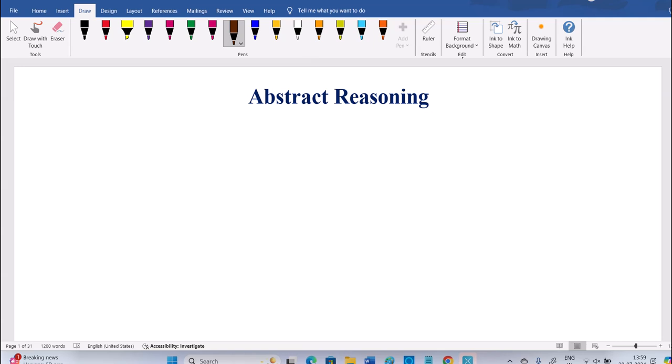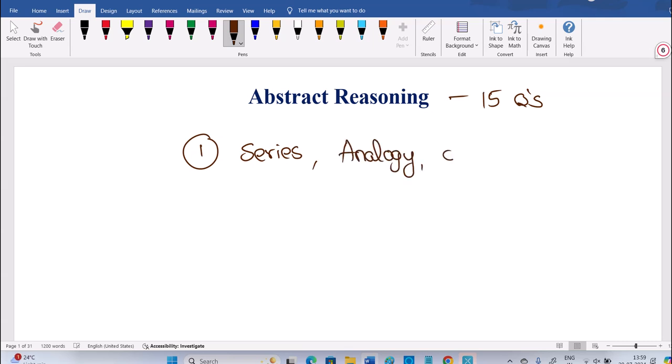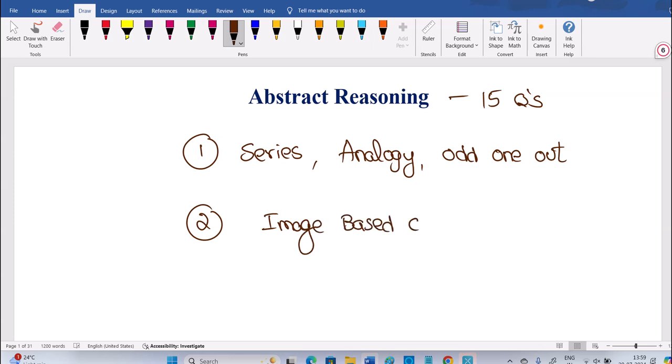So abstract reasoning for Accenture will get 15 questions, and we know the topics they are focusing on. Again, you can recall it's from series. You can find questions in this test related to series as well. They're asking questions from the analogy concept, odd one out, image based questions, coding and decoding. Yeah, coding and decoding is there.